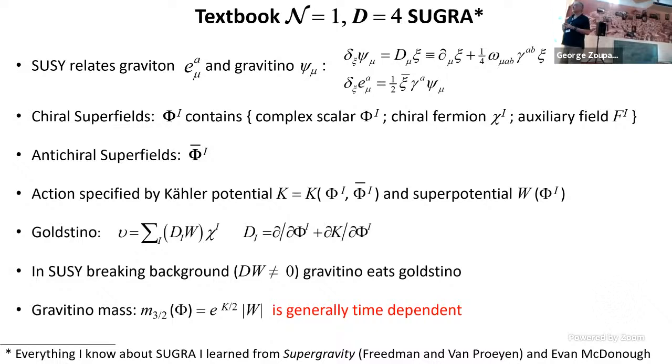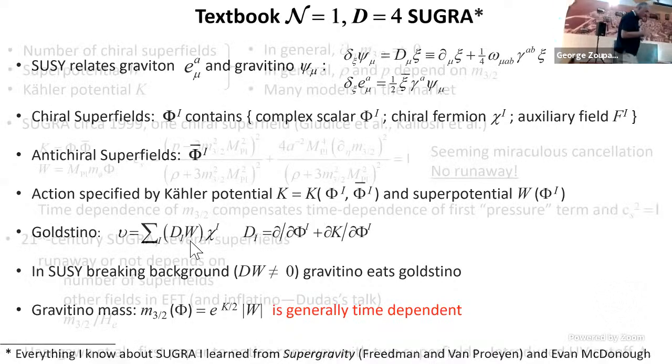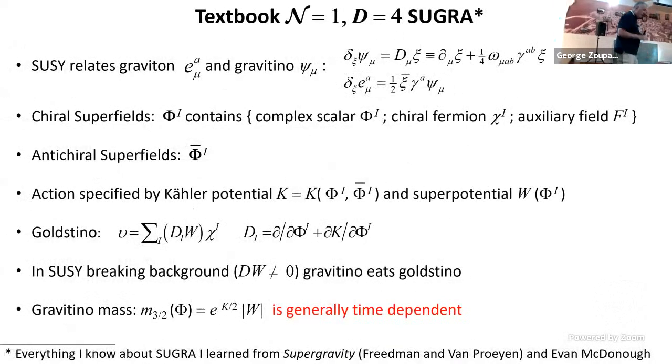In the mix, there is a Goldstino defined here. And it is this. And SUSY breaking will happen if the derivative of the superpotential is not equal to zero, then the gravitino will eat the Goldstino, just like in the Higgs mechanism. But the gravitino mass in supersymmetry is in general time dependent. So we're going to have to take this time dependence into account.